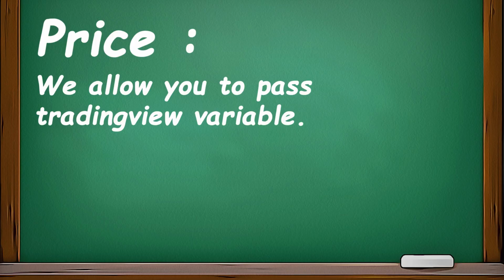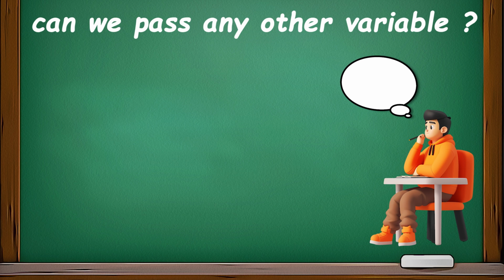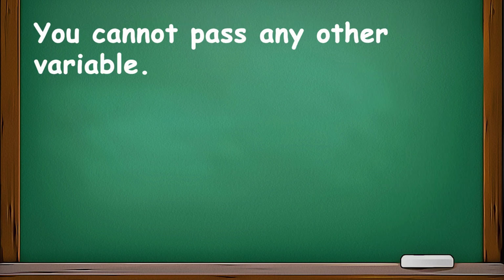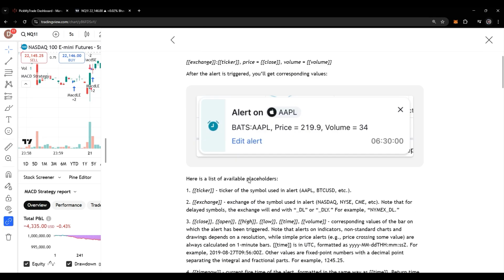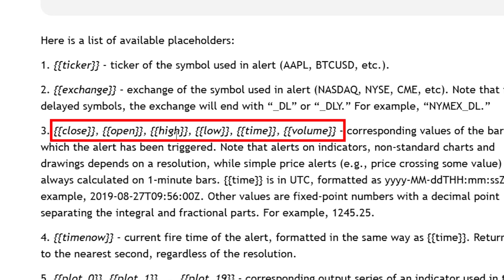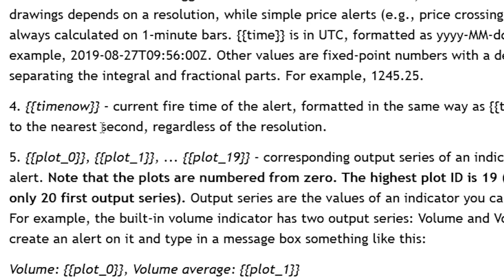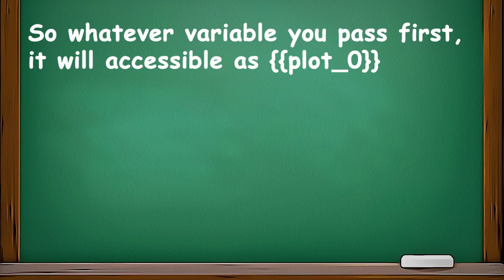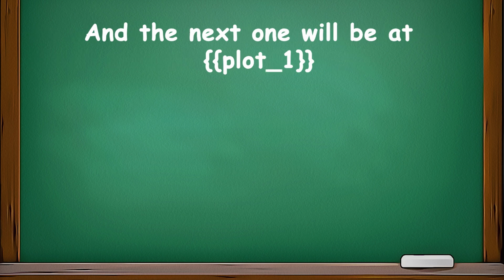In price, we allow you to pass your TradingView variable. Some people ask us if they can pass any variable. You cannot pass any other variable; if we go through their documentation, some variables are mentioned which are the only ones allowed to be passed here. You can only pass from plot_0 to plot_19, and you have to make changes in your Pine script to add the plot. So whatever variable you pass first, it will be accessible as plot_0, and the next one will be at plot_1.